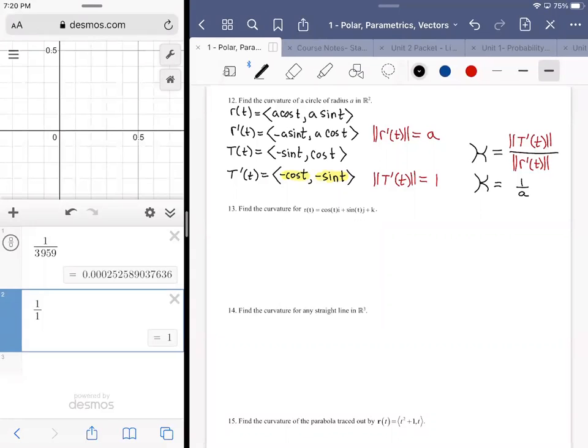Is 1 a big number? Well, compared to 0.000253 it is. But is it in and of itself a big number? Well, I would still be thinking of a circle with a radius of 1 mile as not being very, very bendy, right? As opposed to a circle with a radius of, let's say, 1 inch. Really tiny circle, right? Very, very bendy, all the way around. So it becomes a matter of perspective.